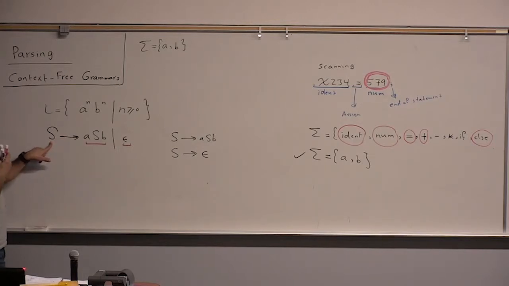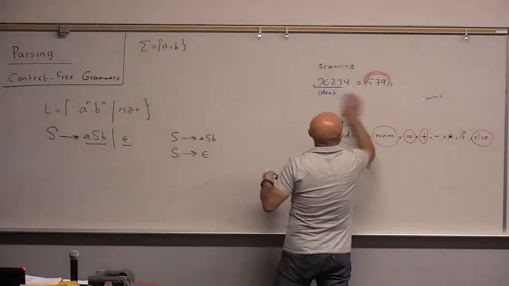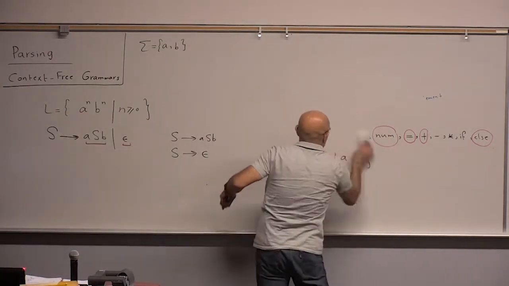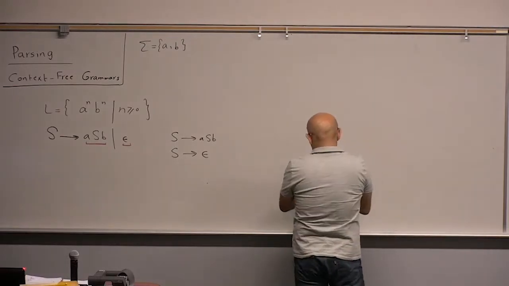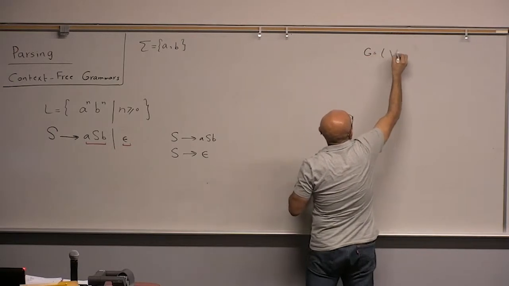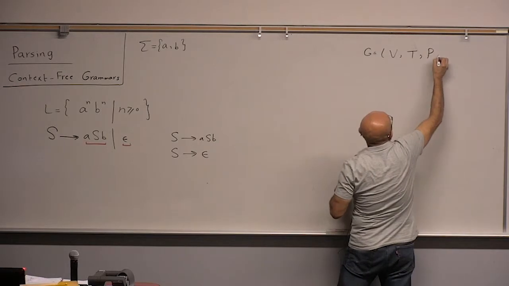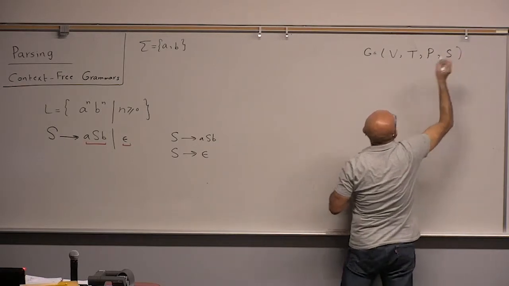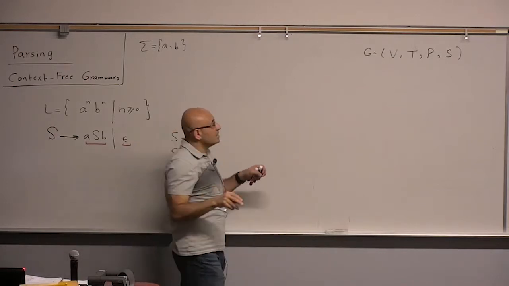Now, in this grammar, what do we call the S? Non-terminal? Okay, it's a non-terminal, but it's a special non-terminal. The start variable, yeah. So a grammar consists of V, T, P, and S. So it's a quadruple that consists of 4 sets.